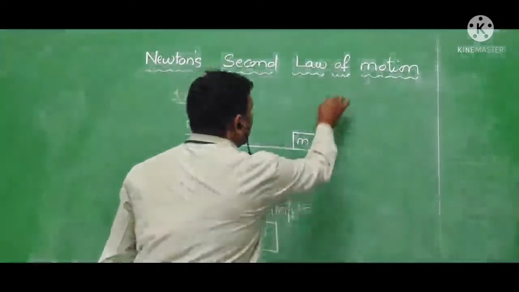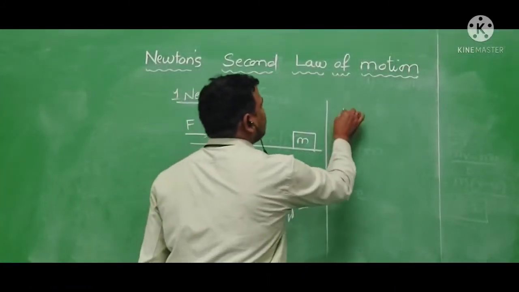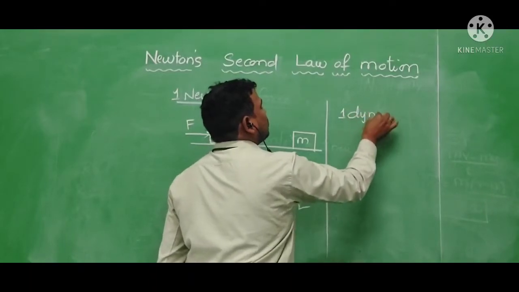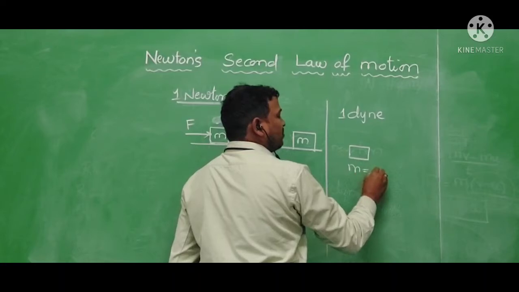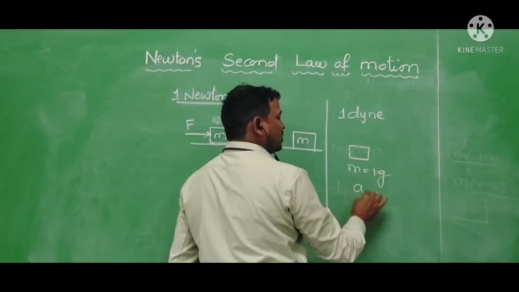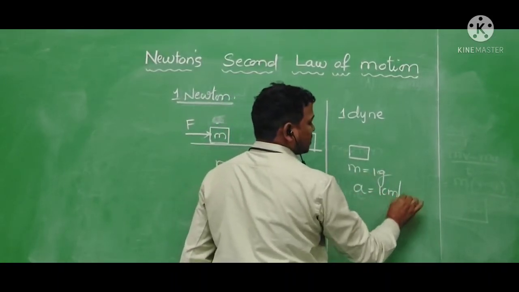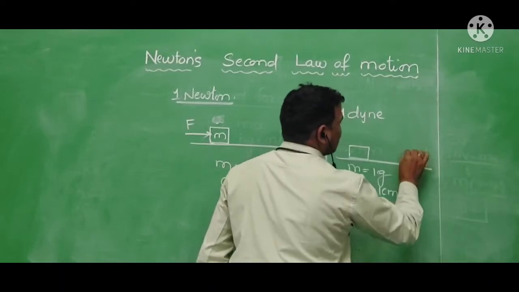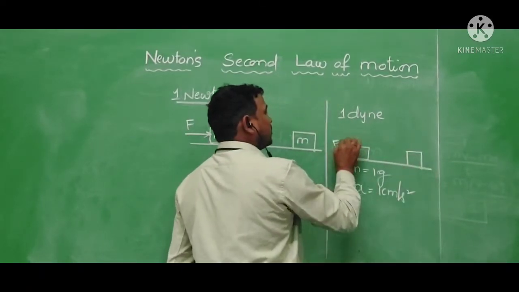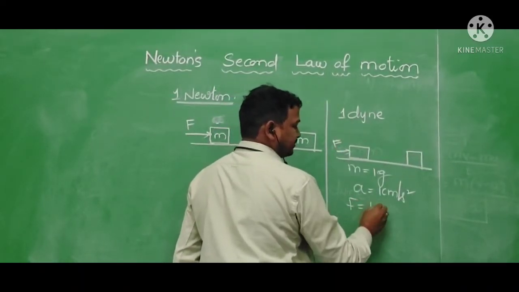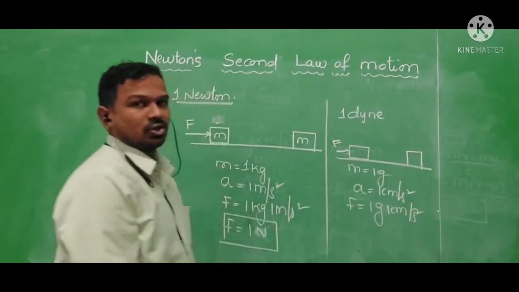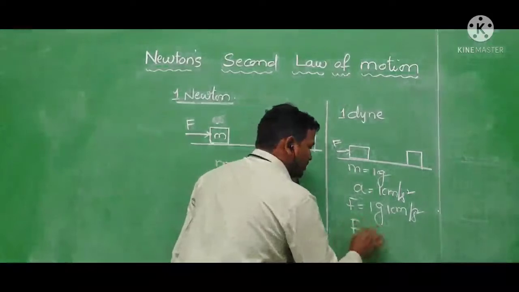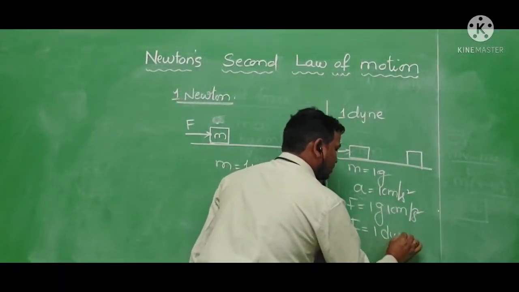What is meant by 1 dyne? 1 dyne is the force which, when applied on a body of mass 1 gram, produces an acceleration of 1 centimeter per second square. Then the force is said to be 1 dyne. F is equal to 1 dyne.